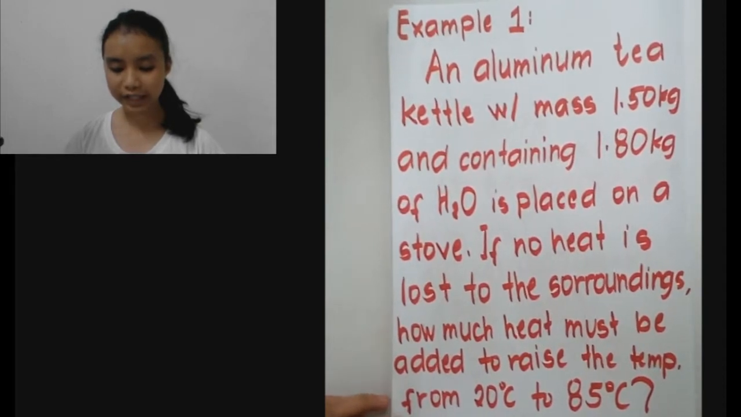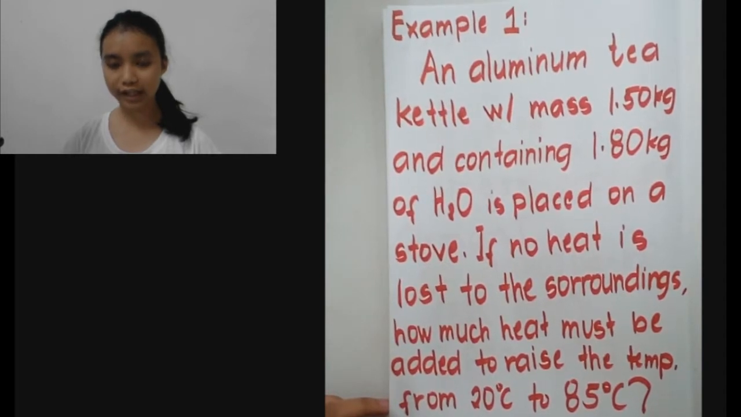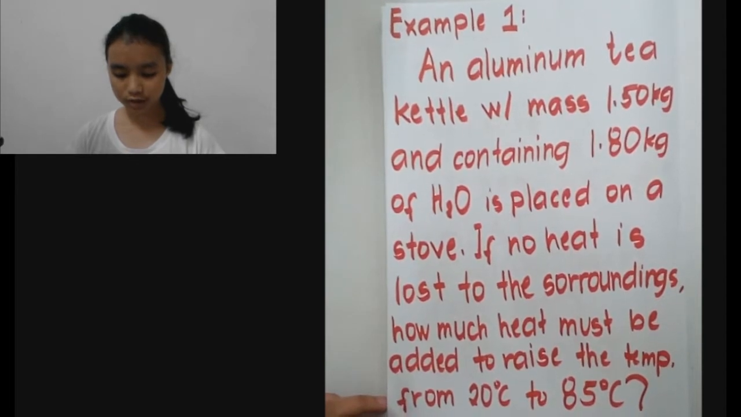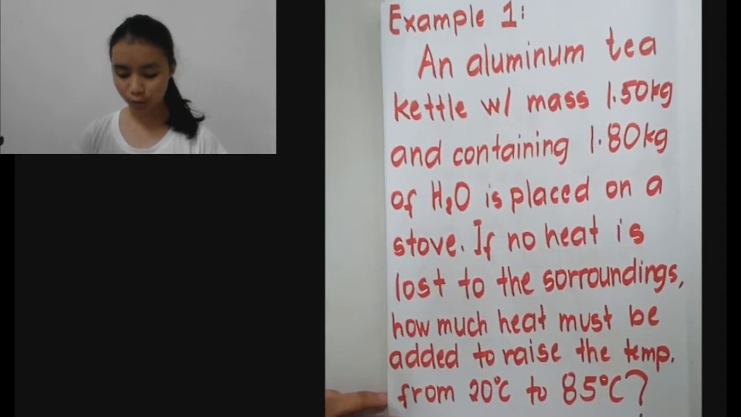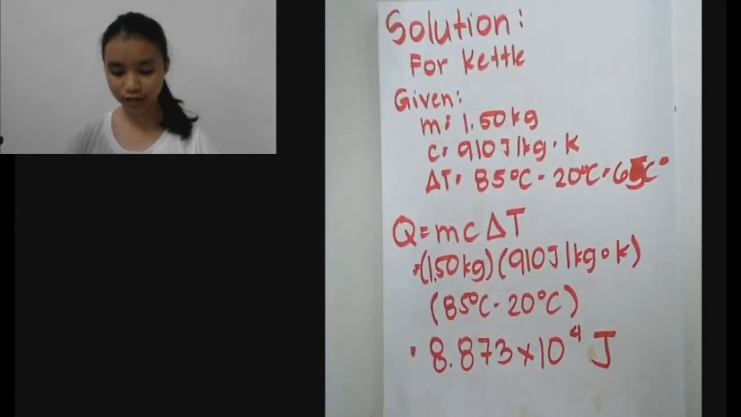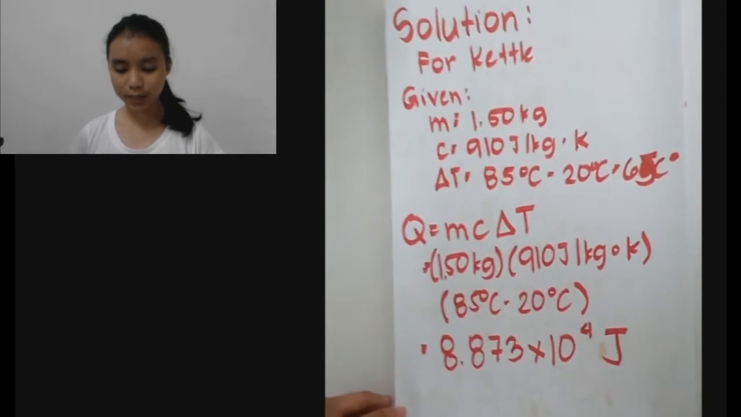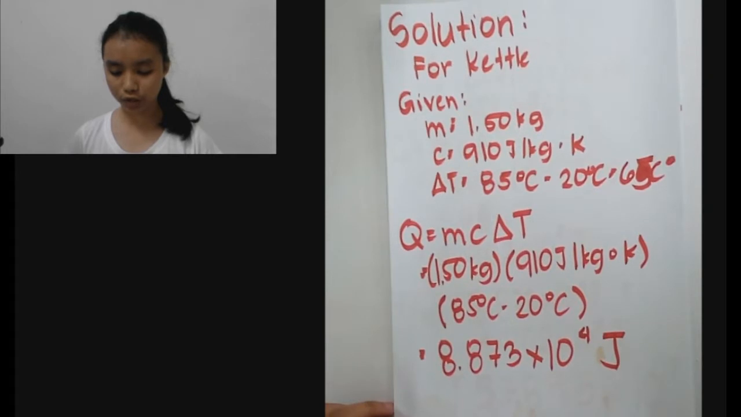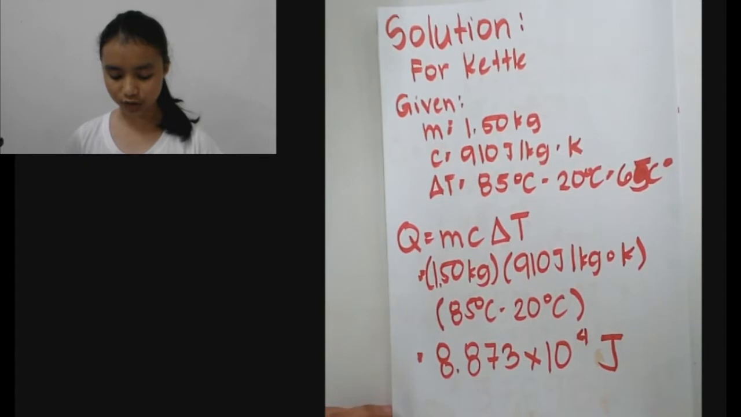An aluminum tea kettle with a mass of 1.50 kg and containing 1.80 kg of water is placed on a stove. If no heat is lost to the surroundings, how much heat must be added to raise the temperature from 20 degrees Celsius to 85 degrees Celsius? So, let's write our given. For the kettle, mass is equal to 1.50 kg. The specific heat of the kettle, which is aluminum, is 910 joules per kilogram Kelvin. And the temperature change is 65 degrees Celsius.